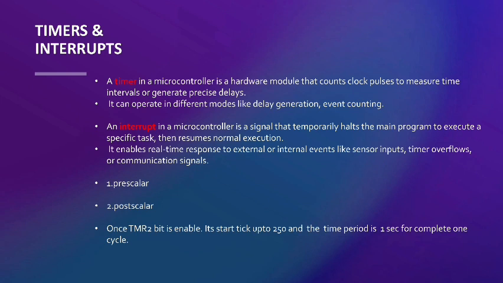Prescaler and postscaler are related to timers and interrupts. You can see once the TMR0 2 bits is enabled, it counts up to 250, and the time period can be measured as 1 second for the 250 ticks, and one complete cycle takes about 1 second or 100 milliseconds.